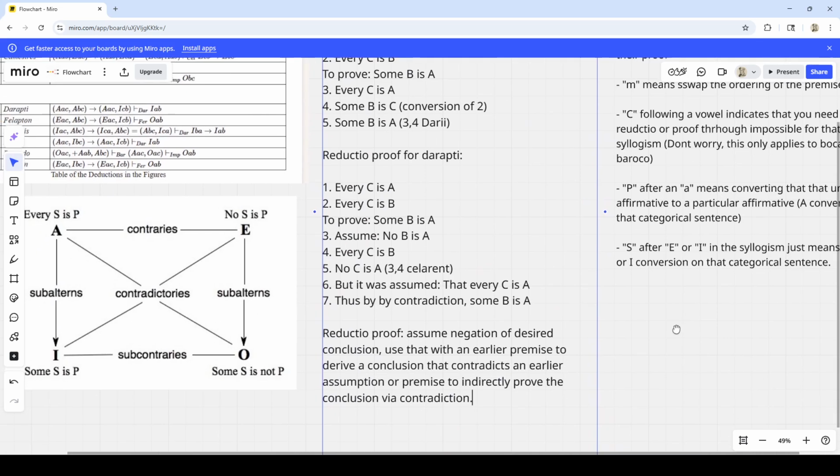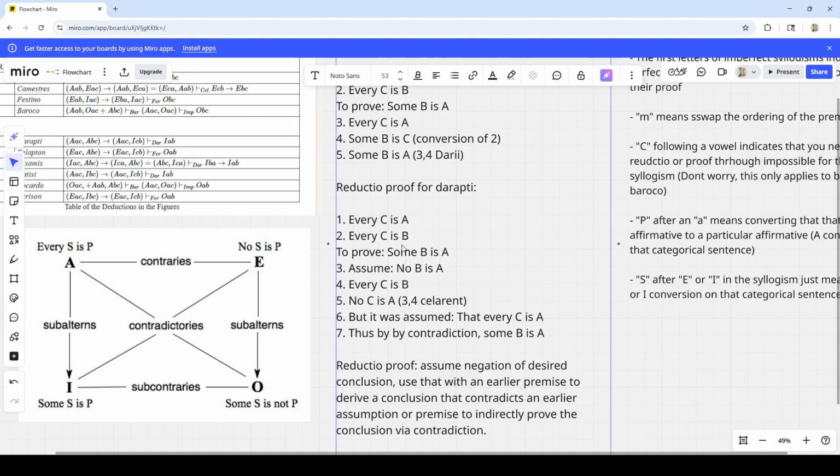So here, that's how I did it for Dadapti, right? If I say every C is A, every C is B, and I want to prove that some B is A, I just assume E, because E contradicts I: no B is A. Then we restate premise 2, that every C is B, and then we conclude via a first figure syllogism, EAE, that no C is A, which is Celarent, by the way. But it was assumed that every C is A. Thus, by contradiction, some B is A necessarily. And so that is how you would prove that.